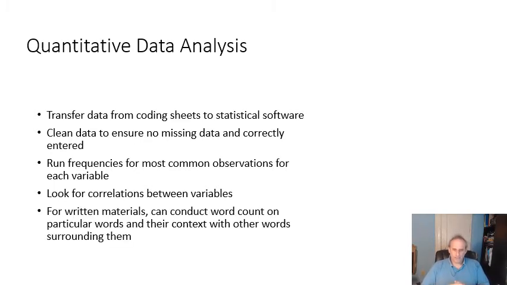For more written variables, you can conduct word counts on particular words and their context, looking at the words around them to see if there are things statistically that show how meaning was used and how it emerges in the frequency of words used and the correlation between words to other words within the text.